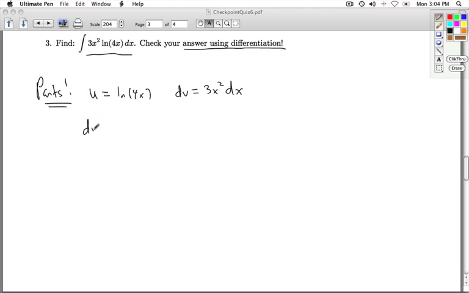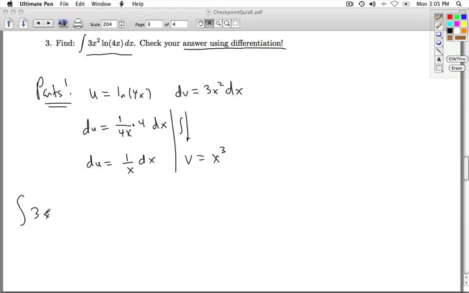So to find my du, I take the derivative. The derivative of the natural log of 4x is 1 over 4x times the derivative of 4x, which is 4 dx. So I get my du is 1 over x dx. To get my v, I integrate 3x squared dx and get my v then is x cubed.